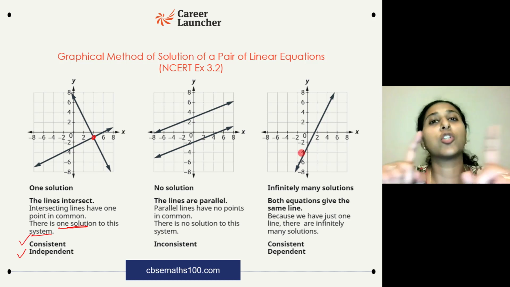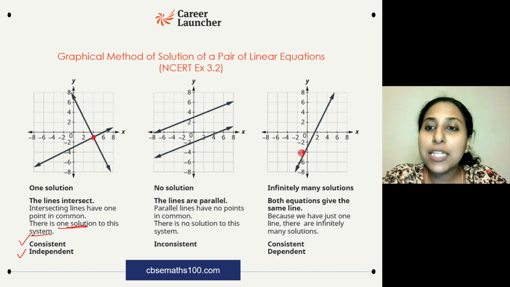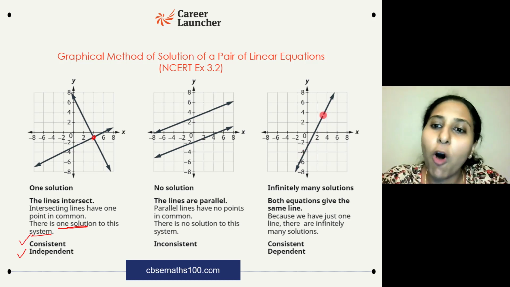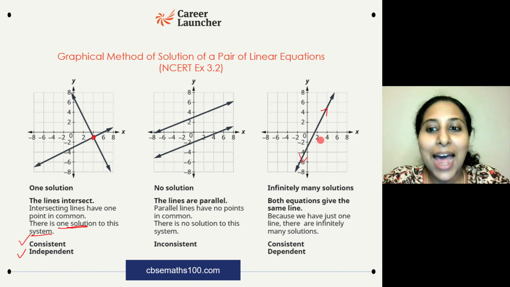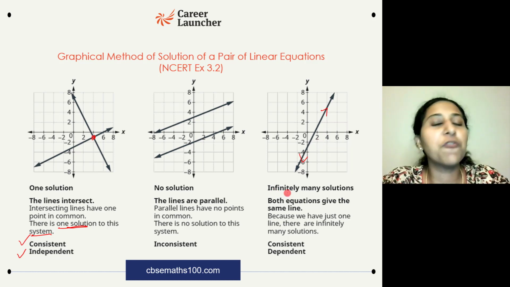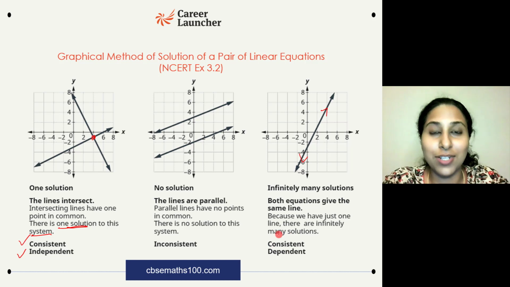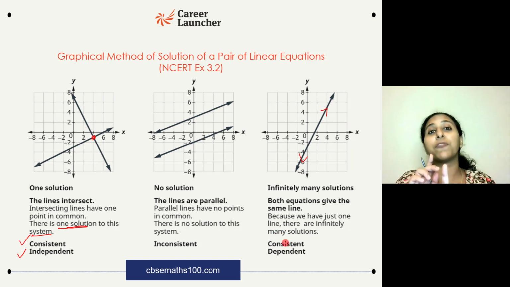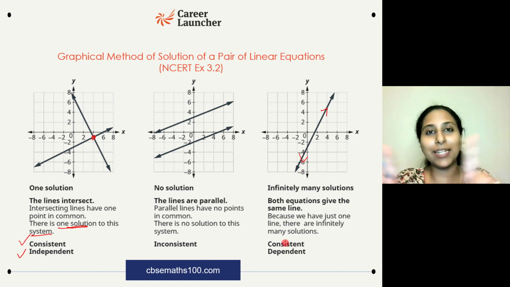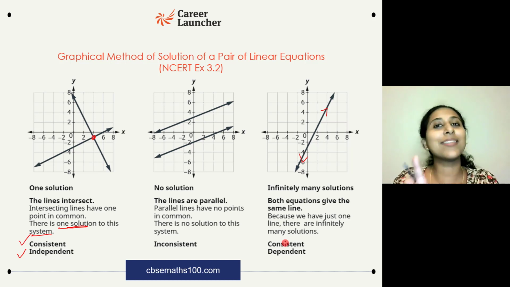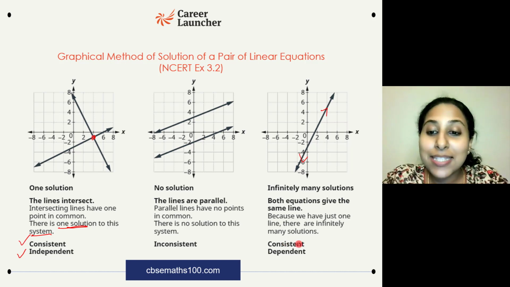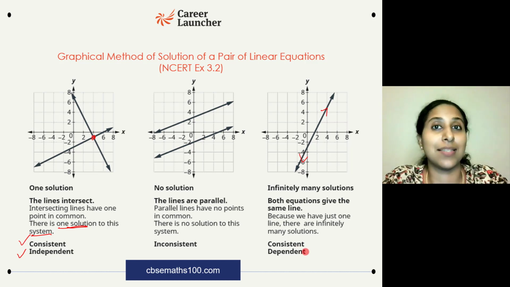And in case the two lines lie on each other, which means when you draw both the lines, they form exactly the same line, we call them coincident lines. And these sort of lines have infinitely many solutions because all the points are common on these two lines. And this is called consistent since you're able to get a solution. But this is a type of dependent system because they're not independent of each other. Both the lines are one and the same. So we call this consistent and dependent system.